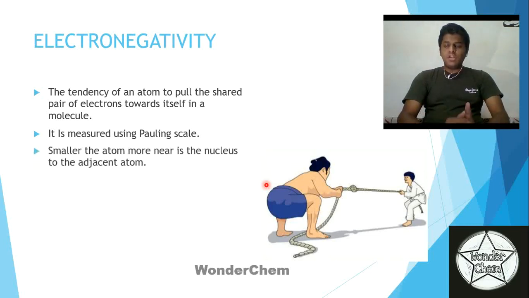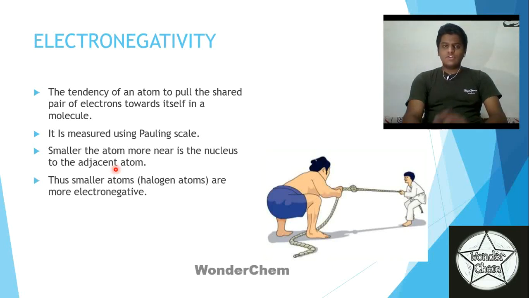Then, the smaller the atom, the nearer the nucleus is to the adjacent atom. I have already told you it is a covalent bond. In a covalent bond, two atoms are sharing electrons, maybe a different number of electrons. One of the atoms, having a smaller atomic radius, will obviously have a closer vicinity to the outermost electron of the adjacent atom. That makes it pull the shared pair of electrons more towards itself. So that is why I've mentioned this.